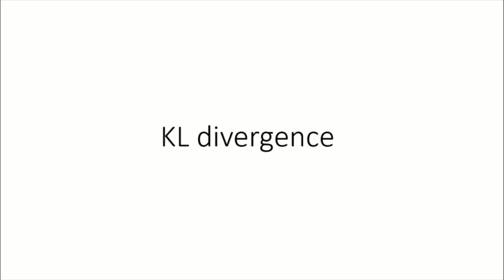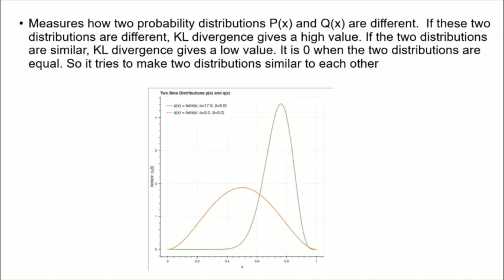Hello and welcome back. In this lecture, we're going to talk about the Kullback-Leibler divergence, or KL divergence for short. The KL divergence measures how two probability distributions Px and Qx are different. Let's say we have two probability distributions. The first one is called Px and it's the green one, and the second one is called Qx and it's the red one.